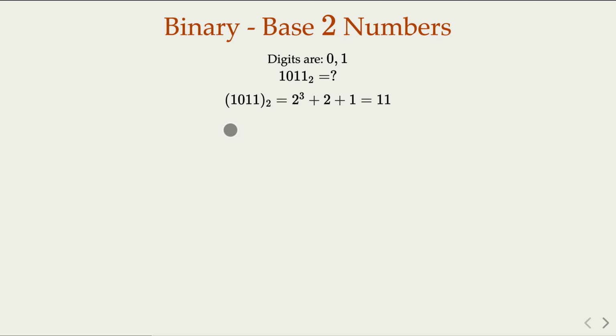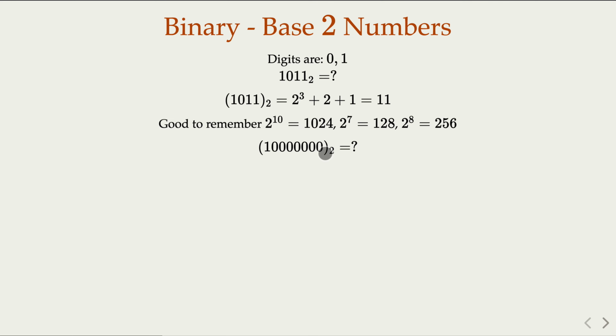Now, it's good to know some commonly used powers of 2. It's good to know that 2 raised to the 10th power is 1024. 2 raised to the 7th power is 128. 2 raised to the 8th power is 256. Why is this useful? Because it will save you time if you keep this in mind. Okay, for example, a lot of times you're going to see this. Oh, what is this? You're going to count how many zeros we have. 1, 2, 3, 4, 5, 6, 7. 7 zeros, which is 2 to the 7th power.